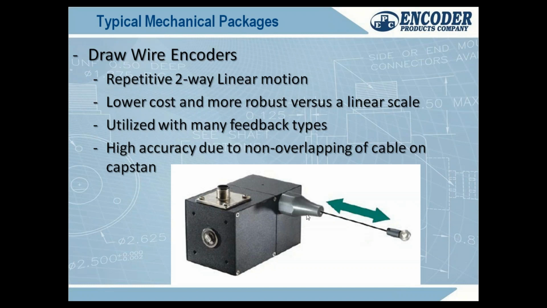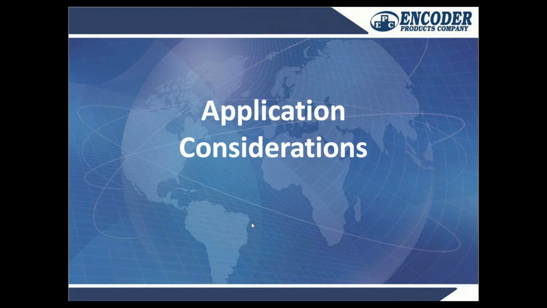Linear scales are very expensive. Really the only reason left to use a linear scale is if you need extreme accuracy. Obviously, especially in a horizontal application where there's gravity, there is some loss of accuracy. They're still highly accurate, 0.02% linearity. It's accurate enough to position an injector head on an injection mold machine. But that's where they're typically utilized. That's typical mechanical packages. Any questions on those?